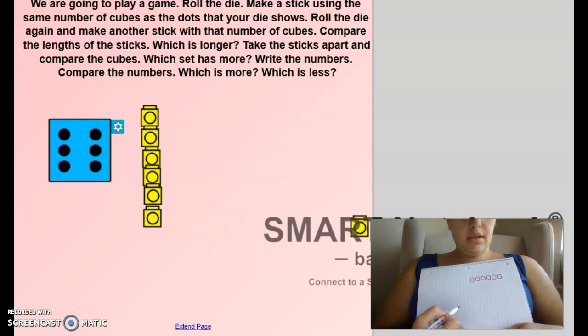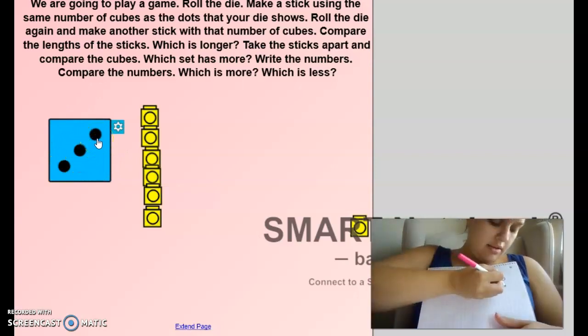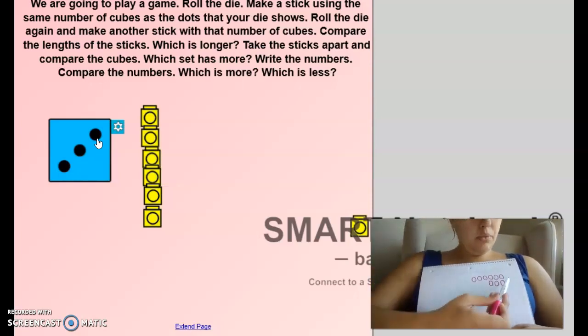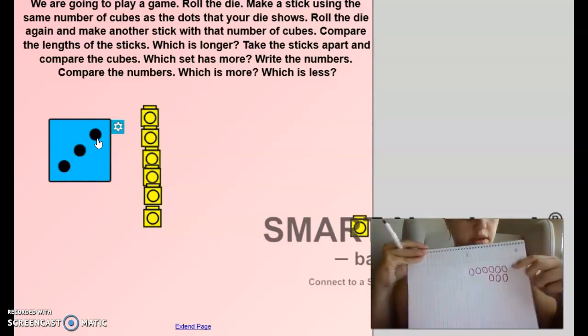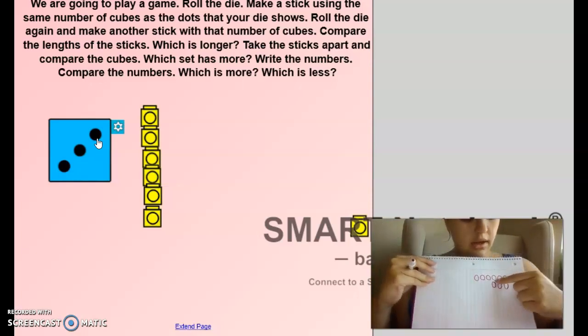Okay? Now let's roll the dice again. We got 3. So I'll draw 1, 2, 3 circles. Which row of circles is longer? This top one, this one that has the 6, is longer.